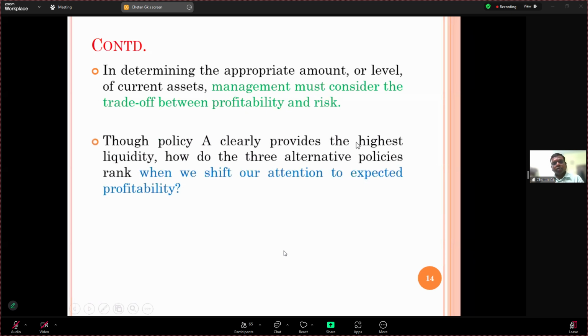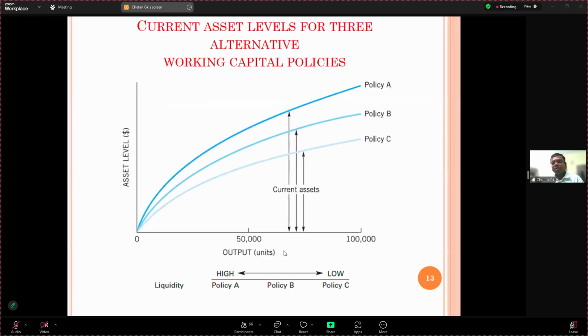Though policy A clearly provides the highest liquidity, how do the three alternate policies rank when we shift our attention to expected profitability? If you ask me, as a finance manager, maybe you are interested in policy A because you've got more current assets and can easily manage your day-to-day affairs of the company. But that comes with a cost, right?